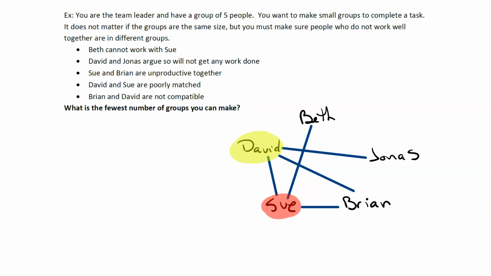Brian is adjacent to David, but he's also adjacent to Sue, who we just made red, so we have to leave him for now. Jonas, however, can also be red. Since Brian's adjacent to David, we need to give him a color, and we'll make him blue.